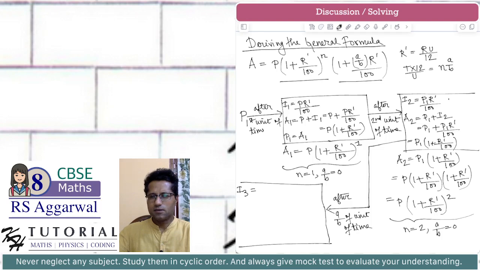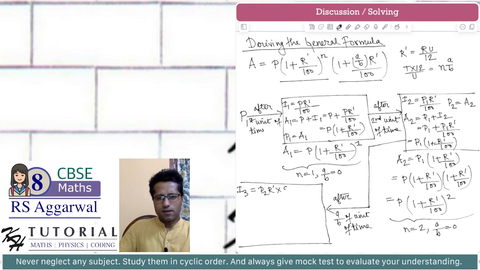In this case, P2 will be equal to A2. So we will have P2 R dash, not multiplied by 1 but multiplied by A by B, since we are calculating this interest not after a complete unit of time but after a fractional part of a unit of time, and that fraction is A by B. That is the reason we have to multiply this P2 R dash with A by B and by 100.